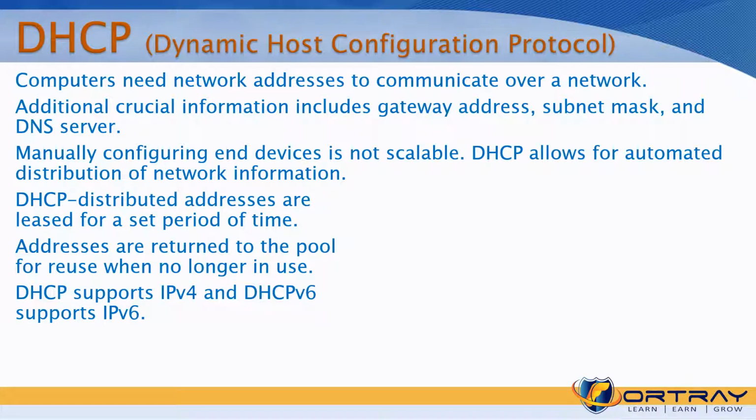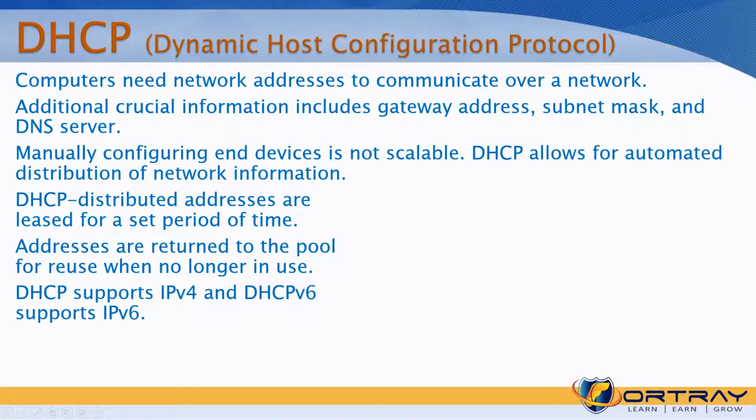A computer needs network addresses to communicate over the network. Additionally, crucial information like gateway addresses, subnet mask, and DNS. Manually configuring a device is not scalable. DHCP allows the automatic distribution of this information. DHCP distributes addresses or leases them for a set period of time. Addresses are returned to the pool after a certain period of time. DHCP is used for IP addresses.